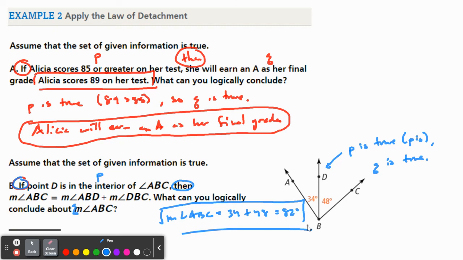And that's what we can conclude. This is very much what a proof is, and if you've talked to any of your friends or older siblings and they mention proofs in geometry, this is what proofs really are about. It's about taking a picture, taking information, and making more conclusions. Great, so that's the law of detachment. We're going to learn the law of syllogism in the next video.